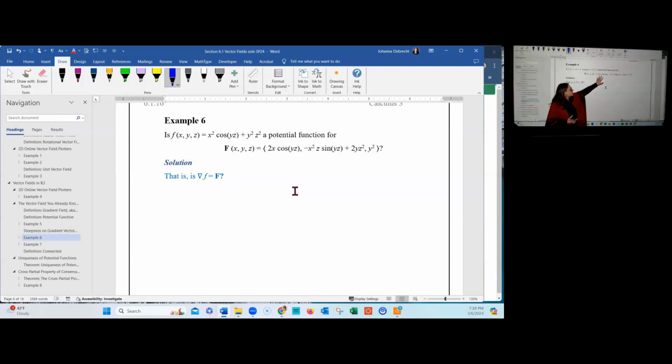And the vector field is given to be 2x cosine of yz minus x squared z times sine of yz plus 2yz squared, and the third component is y squared. When they ask, is this a potential function? What they're asking is, does del of lowercase f equal the gradient vector field? Go ahead and pause the video to compute the partial derivatives of the lowercase function f and determine if they're exactly the same as the components in the vector field.